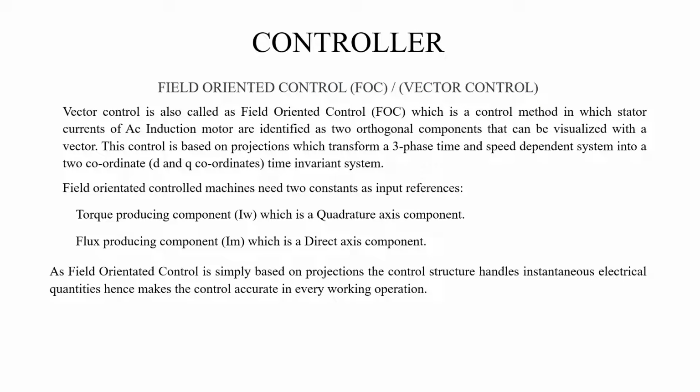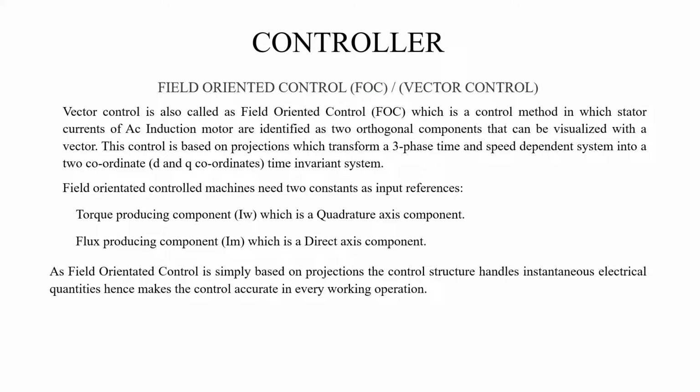Controller. Vector control is also called field oriented control, which is a control method in which stator currents of an induction motor are identified as two orthogonal components that can be visualized as a vector. The control is based on the projection which transforms a three-phase time and speed dependent system into a two-coordinate time invariant system. The field-oriented control machine needs two constant inputs as references: torque producing component and flux producing component.